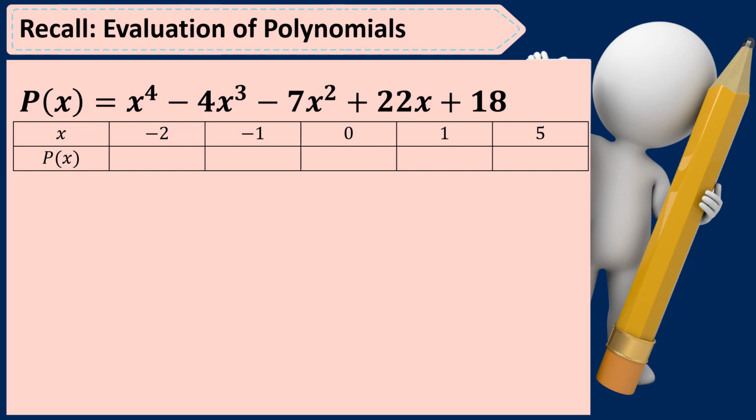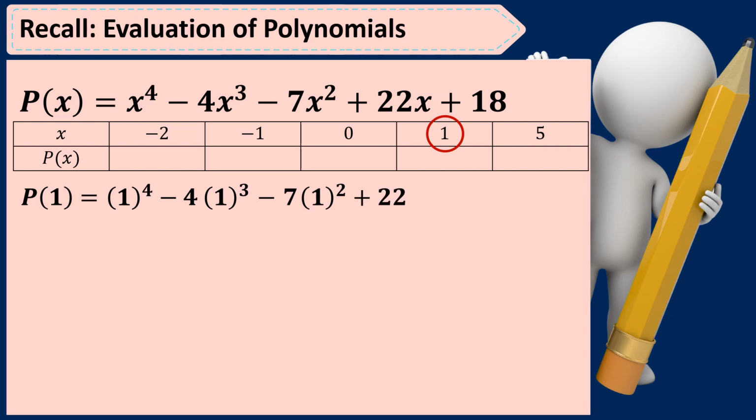We now proceed to P of 1. P of 1 is equal to the fourth power of positive 1 minus 4 times the cubed of positive 1 minus 7 times the square of positive 1 plus 22 times positive 1 plus 18.